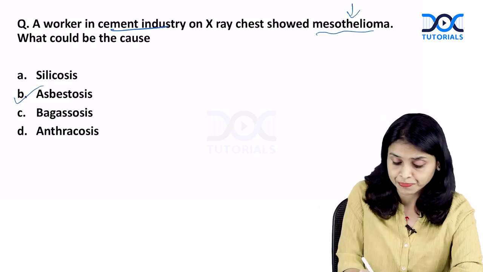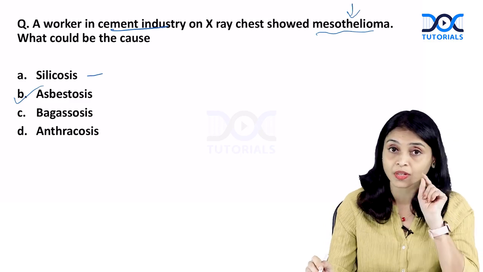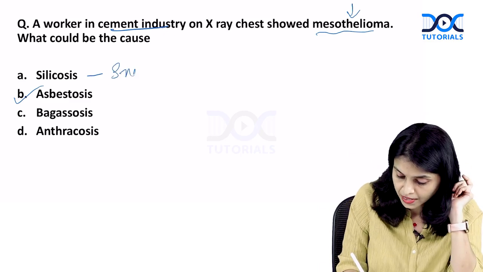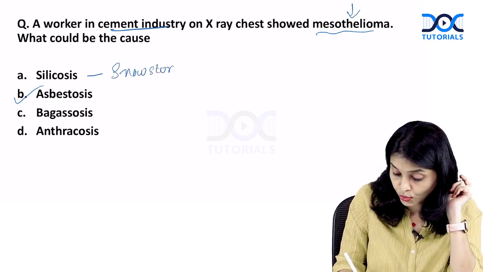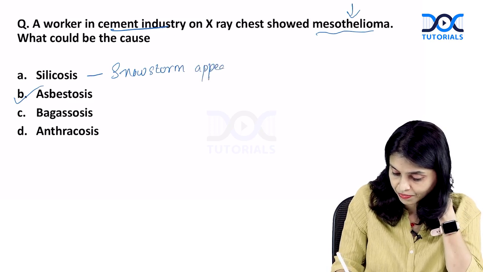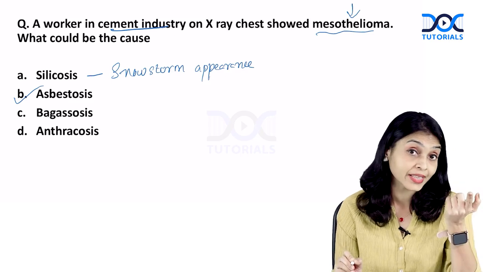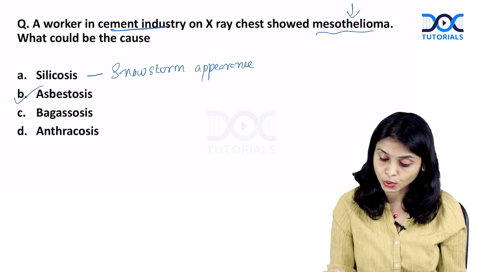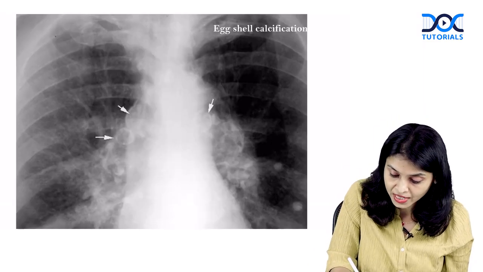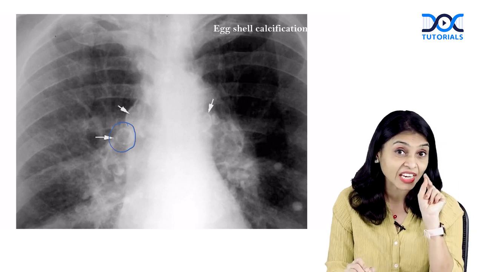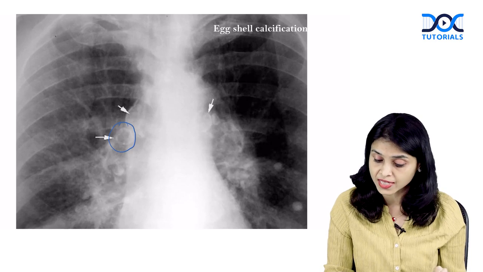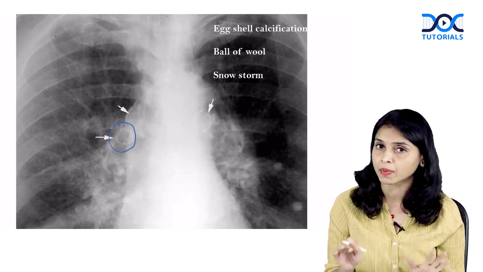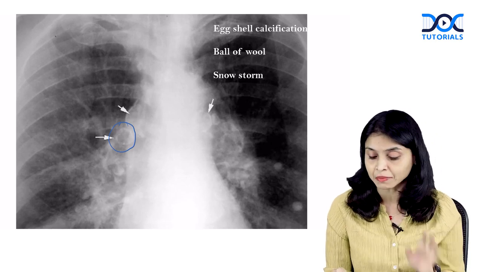In silicosis, a very commonly asked MCQ is the X-ray appearance that you see, which is the snowstorm appearance. And what are the other appearances that you see? You will see peripheral calcification of thoracic lymph nodes, which looks like this. What do you want to call this? Can you make it out? This is eggshell calcification. Again, another thing that you see in silicosis, also known as ball of wool appearance or snowstorm. Snowstorm is a very commonly asked MCQ usually, but it didn't come in this exam.